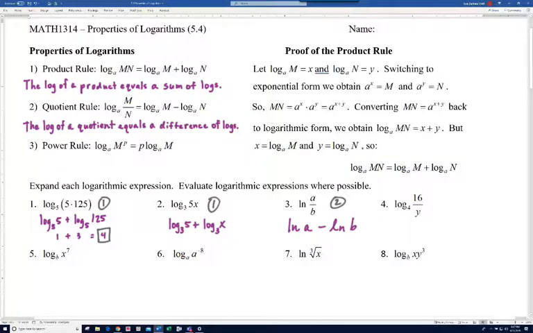On number 4, we also have the log of a quotient. And so it'll be the log base 4 of 16. Yeah, we are using property 2 here.